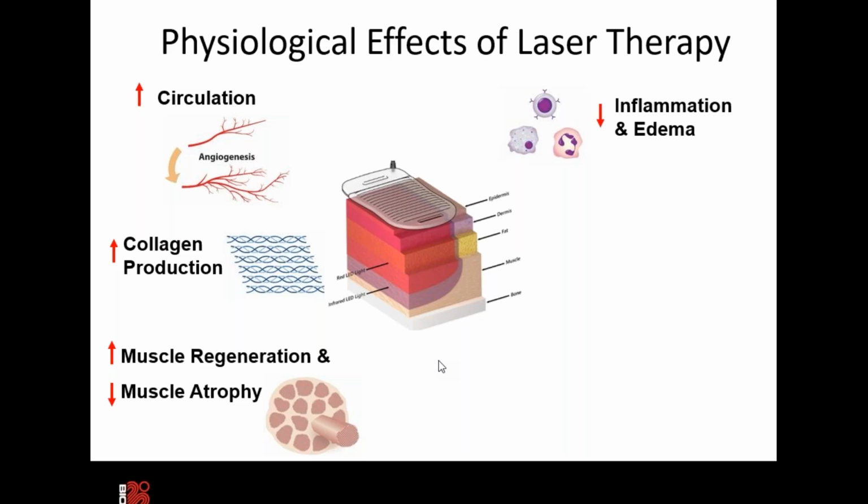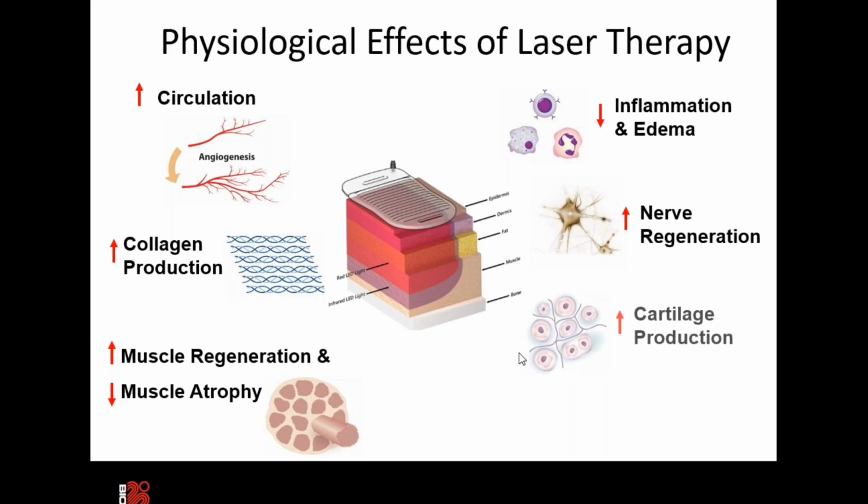It has an effect on inflammation and swelling through white blood cells and the circulation. And it can also help promote the repair and the functioning of other cell types, including nerves, cartilage, and bone as well.